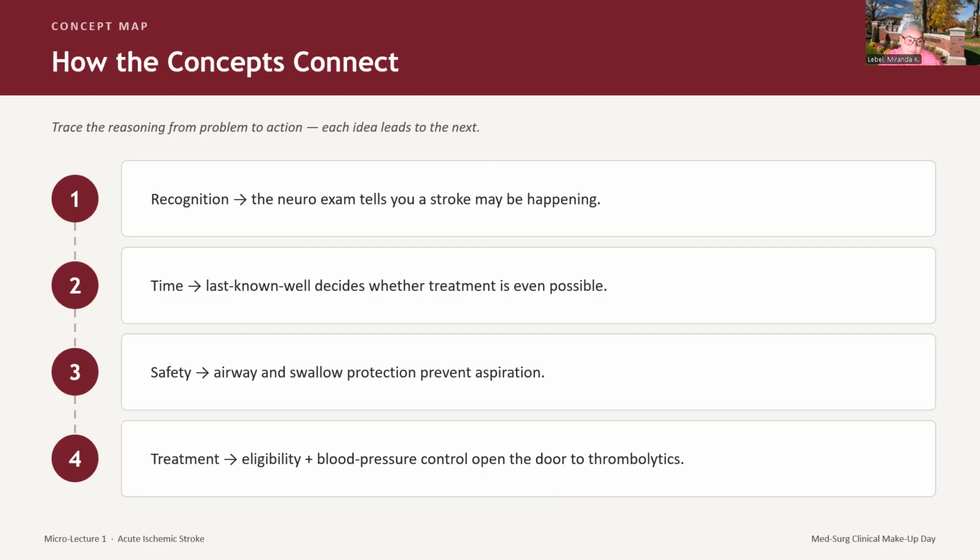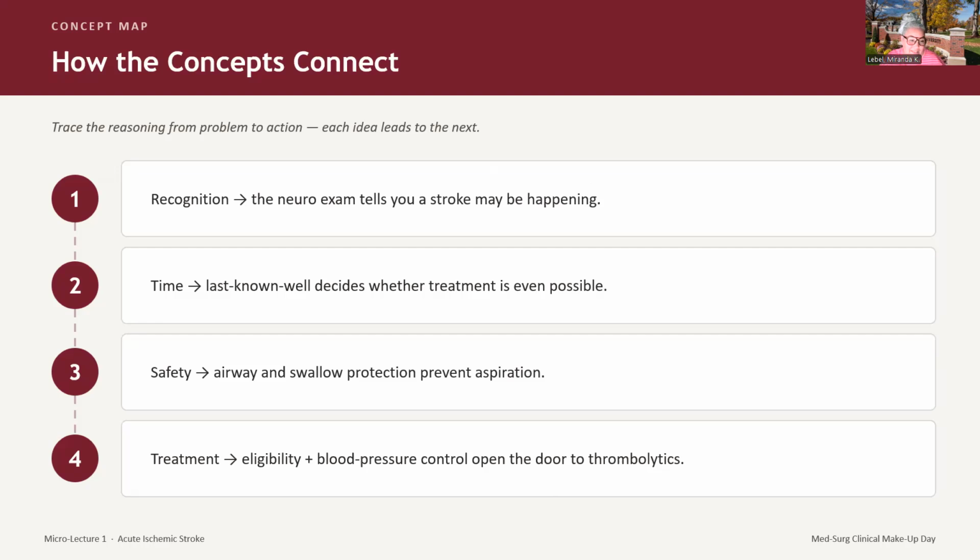And then time, last known well, decides whether treatment is even possible. If the patient has a facial droop, arm drift, and speech problems, but they're outside of that 4.5 hour window, or in special cases, 9 hour window, we're not going to give the TNK. It's too much of a risk for hemorrhagic transformation, where now we went from a clot to a bleed. And then specifically with the thrombectomy, if it's been greater than 24 hours for these symptoms, we're not going to do the thrombectomy because, again, that risk of hemorrhagic transformation is so high.